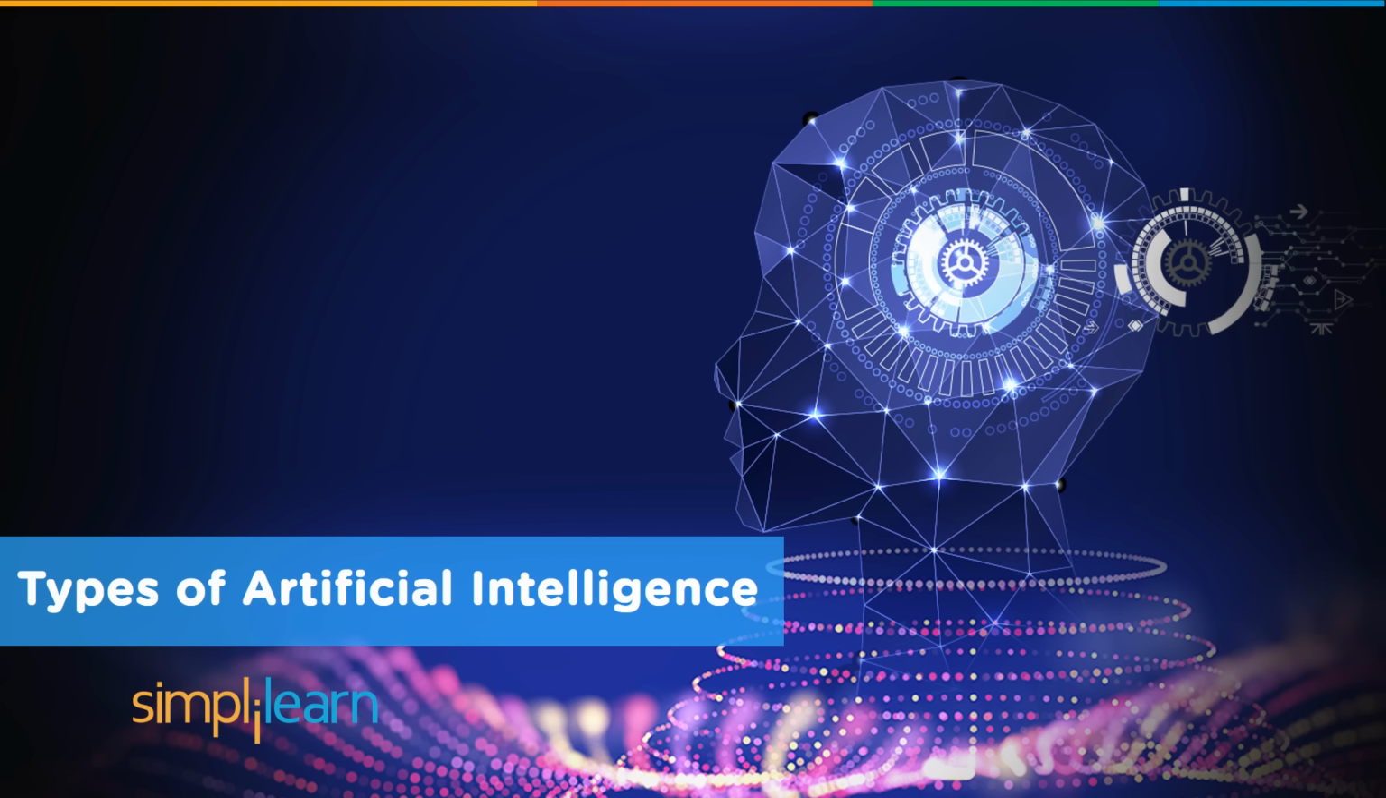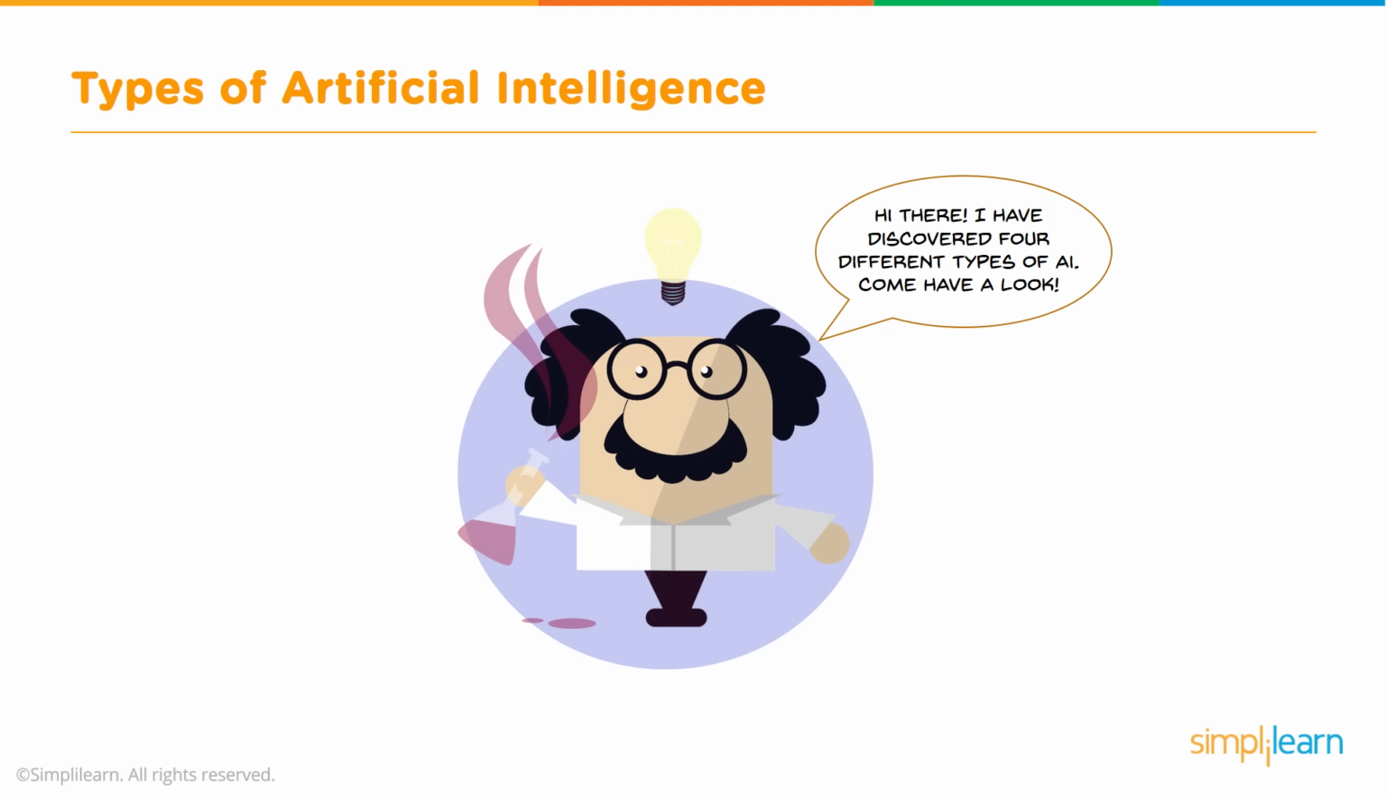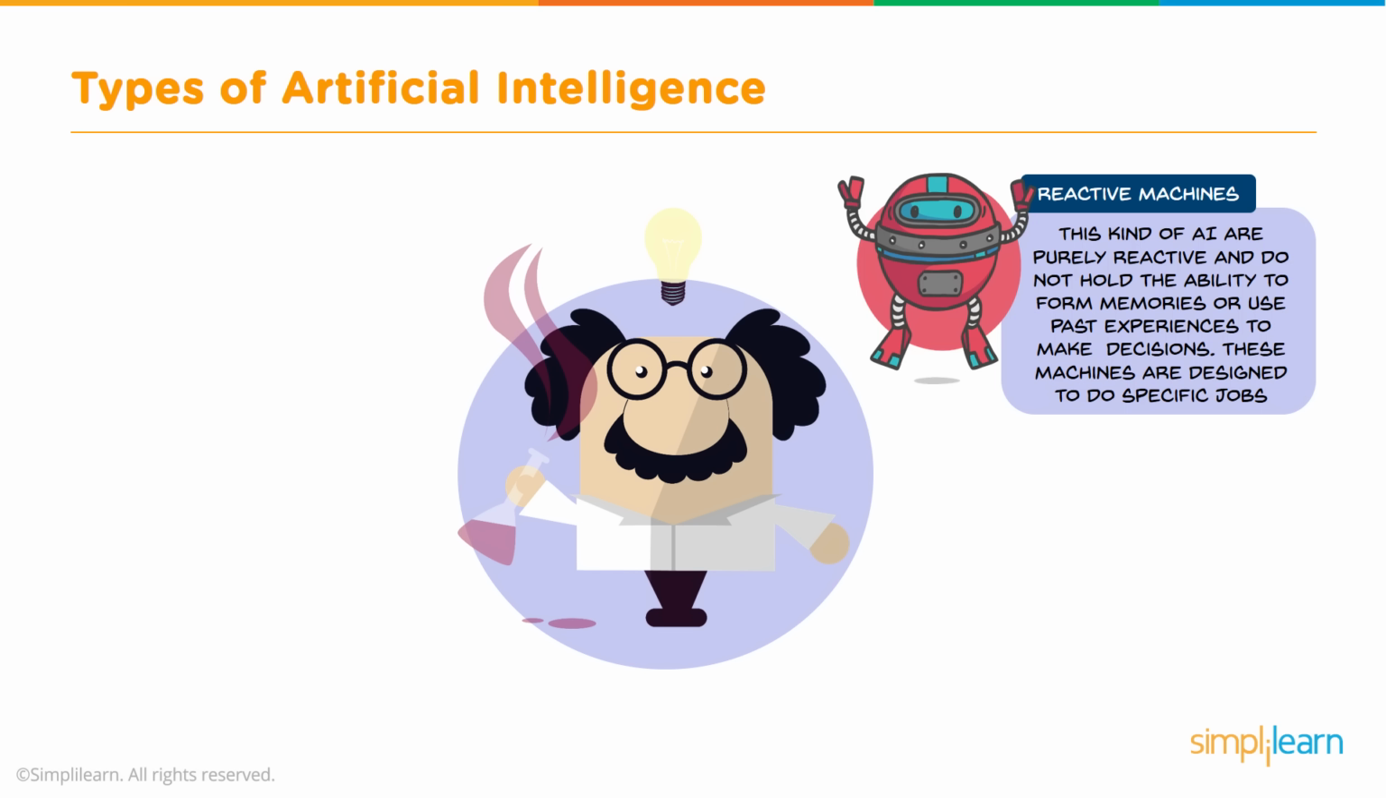So let's take a real general look at types of artificial intelligence in the really big picture. When we drill into it, there's machine learning and all kinds of different aspects, but just at a generic level of artificial intelligence, we've discovered four different types. Come have a look. So we have our kind of Einstein-looking guy or professor at some college. The very first type is reactive machines. They've been around a long time. This kind of AI is purely reactive and does not hold the ability to form memories or use past experiences to make decisions. These machines are designed to do specific jobs.